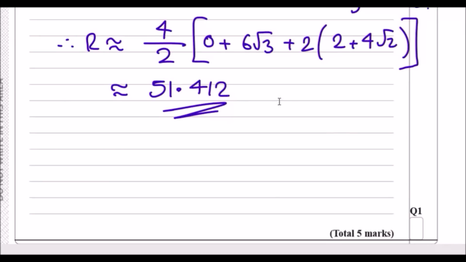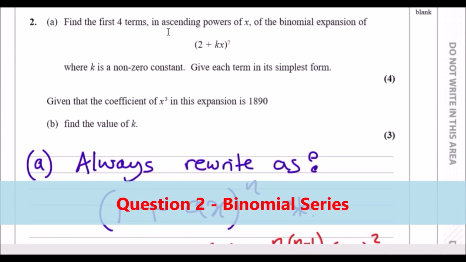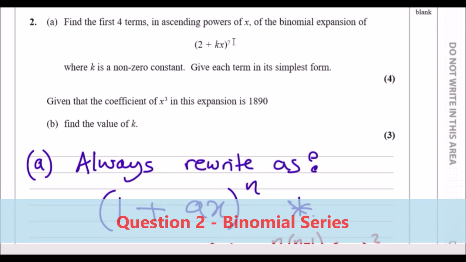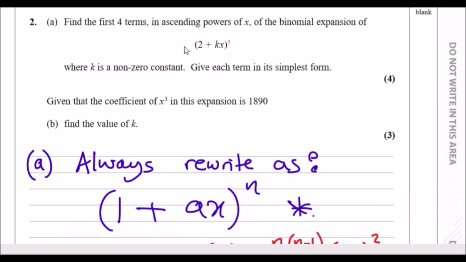Otherwise, let's move on. Find the first 4 terms in ascending powers of x of the binomial expansion of (2 + kx)^7. Now, the formula book actually has this already given, so it tells you how to expand it in at least 3 different ways.